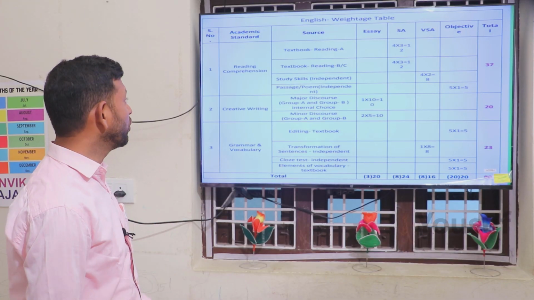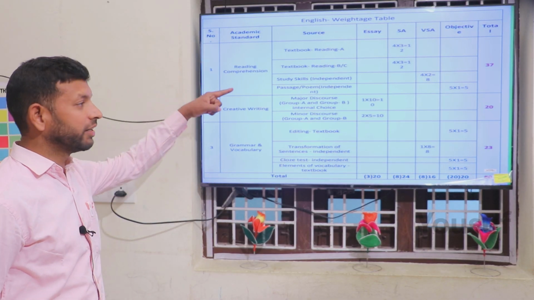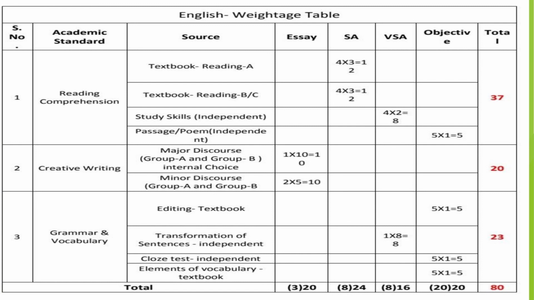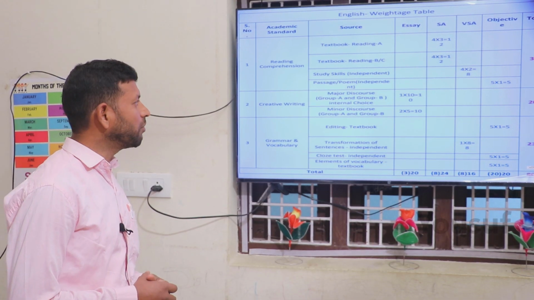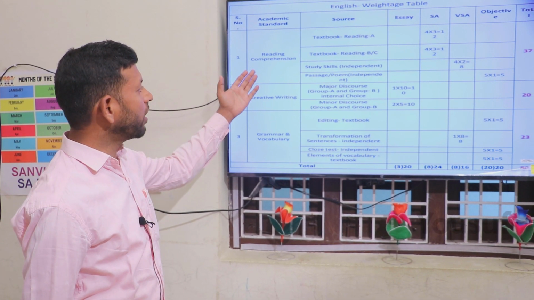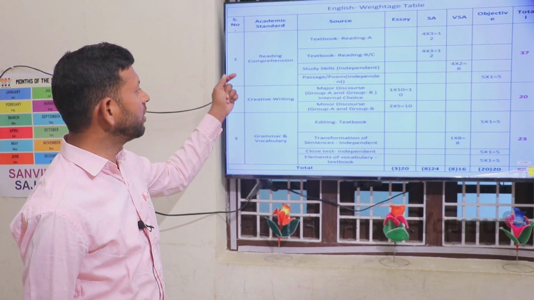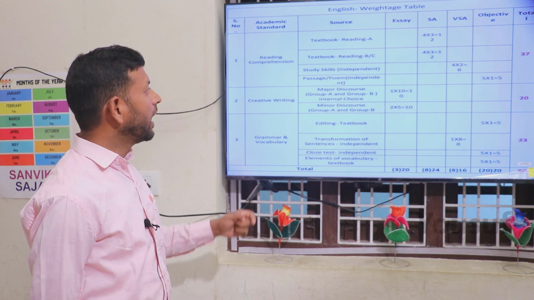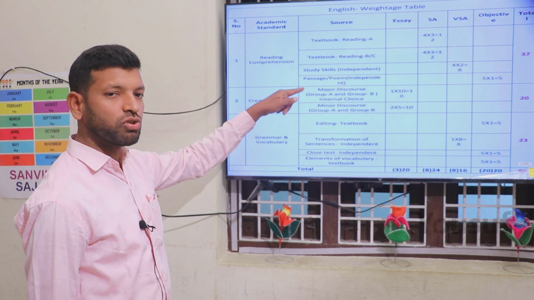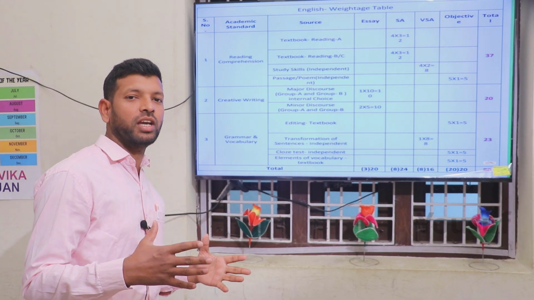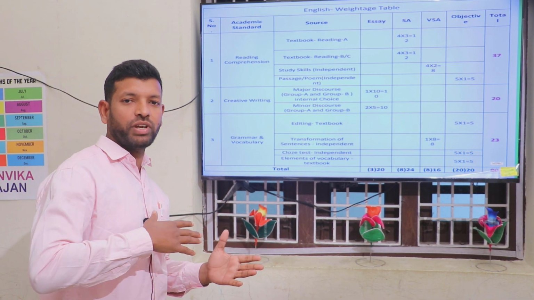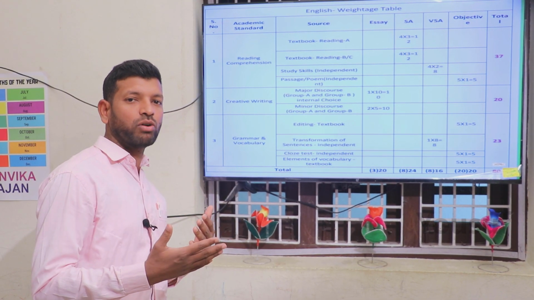Right, so here you could see the academic standards. The first one is reading comprehension, the second one is creative writing, and the third one is vocabulary and grammar. Let us talk about these academic standards. The first one, reading comprehension. In this, the source is given, and based on that we are going to get the question paper. So we need not worry about it.